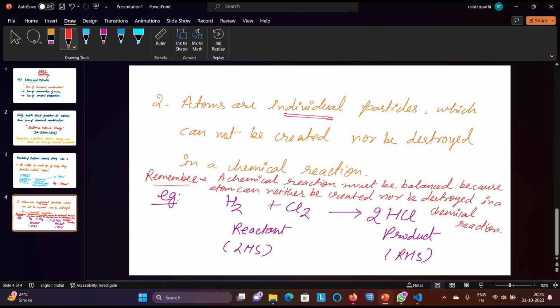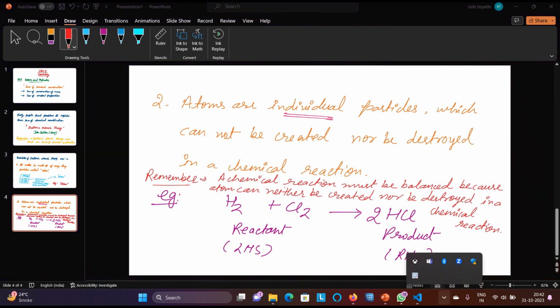equal to the atoms on the right hand side in a chemical reaction. And when the atoms on the left hand side are equal to the atoms on the right hand side, your reaction will be balanced, and a chemical reaction will always be balanced. So you'll remember that a chemical reaction must be balanced because atoms can neither be created nor be destroyed.